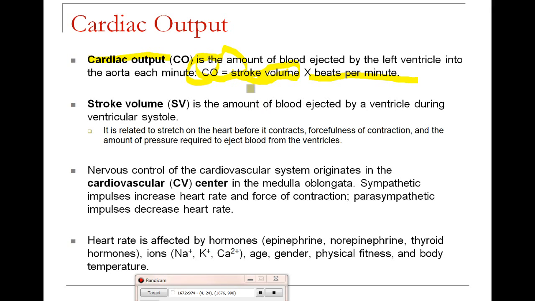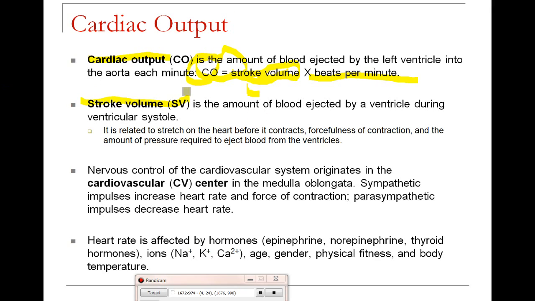So if stroke volume is in liters and this is beats per minute, you can figure out how many liters you're pumping every minute. Stroke volume is really a measure of how healthy your heart is. It depends on how full it is, how strong the contraction is, and whether there's any resistance to pushing the blood out of the heart.